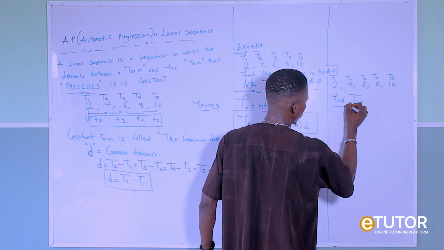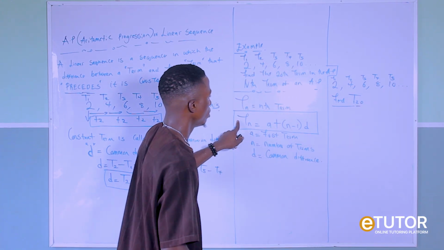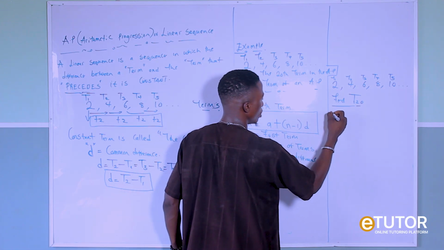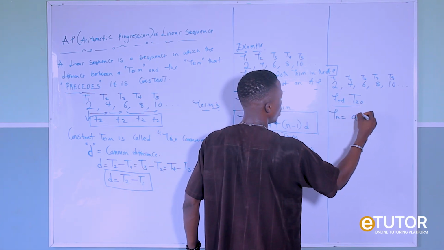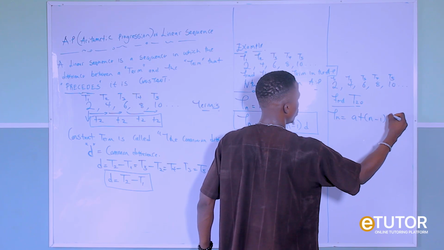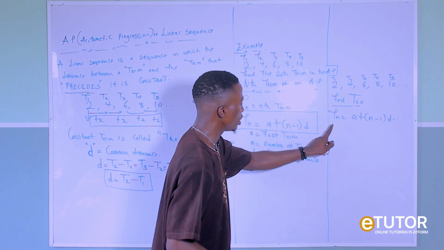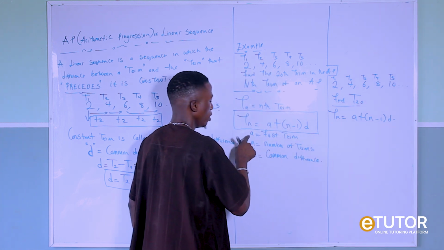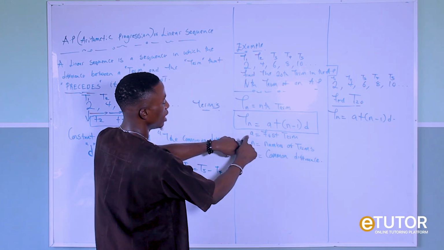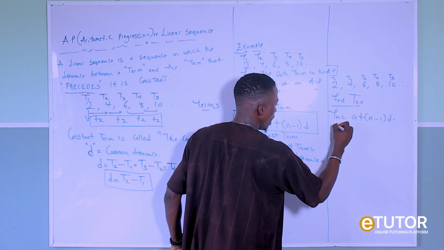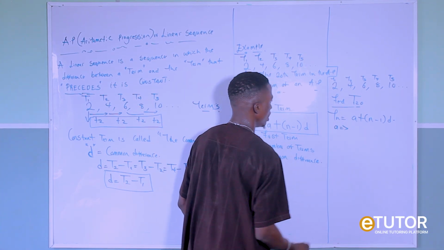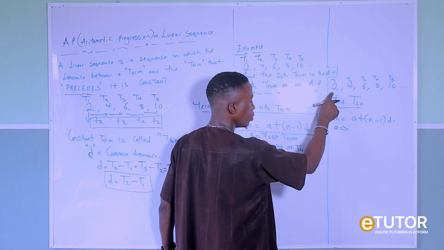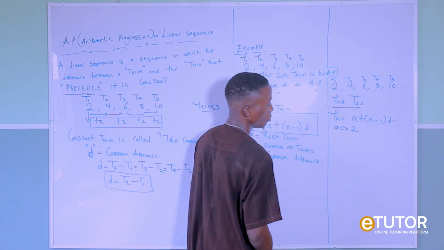Now, this formula will be used to solve this. We'll have our Tn equals A plus n minus 1 times D. Remember, to use this formula, you need 3 things: your A, your n, and your D. From the parameters, A represents the first term. Now, look at the sequence we're given. What is the first term in this sequence? 2. So my A equals 2.